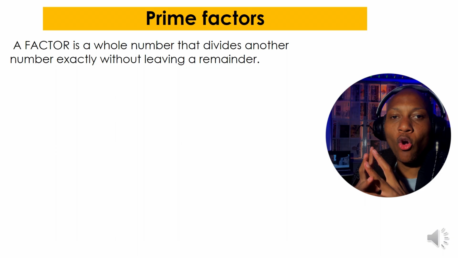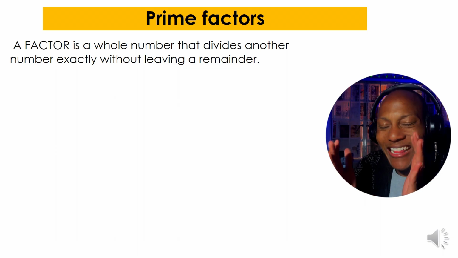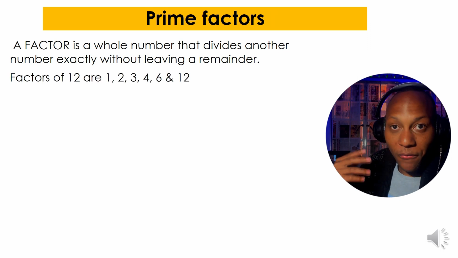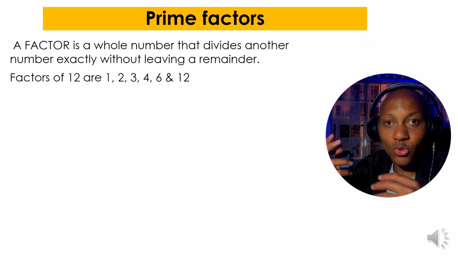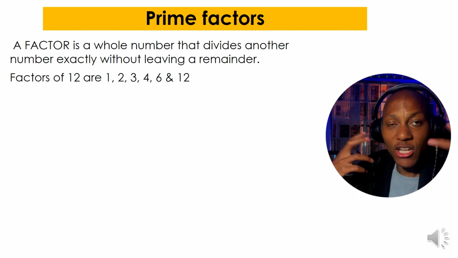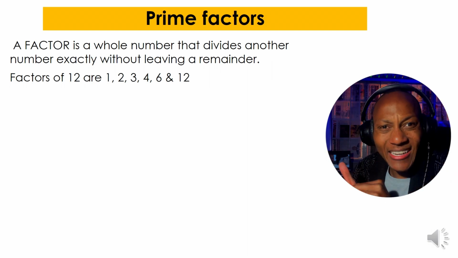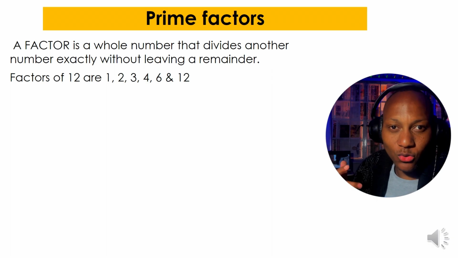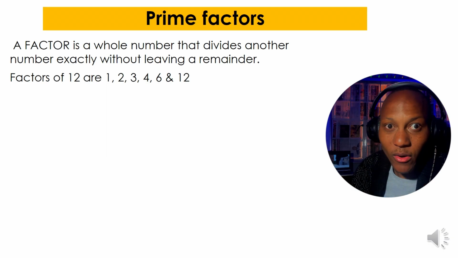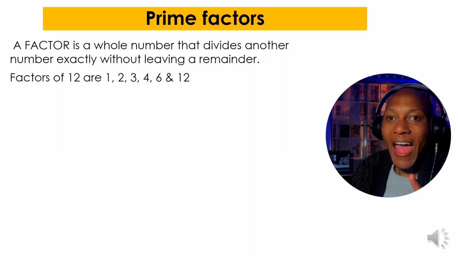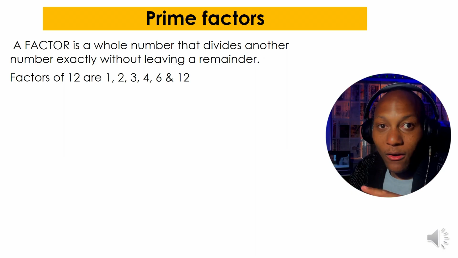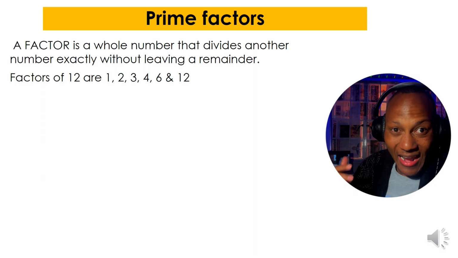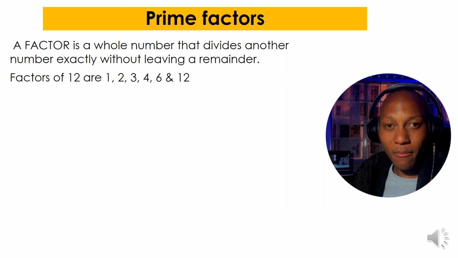A factor is a whole number that divides another number exactly without leaving a remainder. What is an example? The factors of 12 are 1, 2, 3, 4, 6, 12. All of these numbers can divide into 12 without leaving a remainder. So 6 into 12 is 2, 4 into 12 is 3. There's no remainder there. So that's what we call a factor of 12. So factors are whole numbers that divide another number exactly without leaving a remainder.